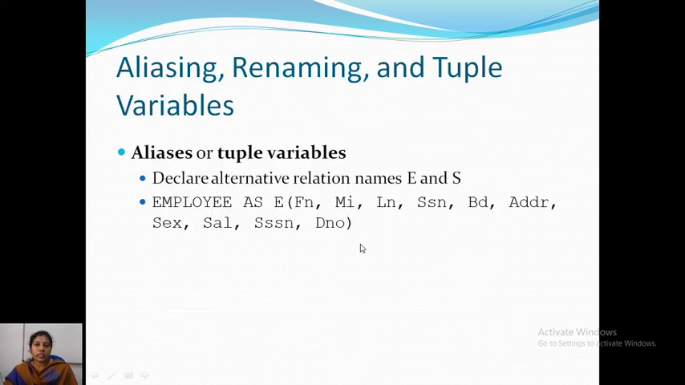Then aliases or tuple variables: we can give alternative names to the relation or to the attributes. While displaying the result, if you want to give a different name to that column, then we can use aliases. In MySQL, the as keyword is not required. Simply you have to write the alias or the different name.